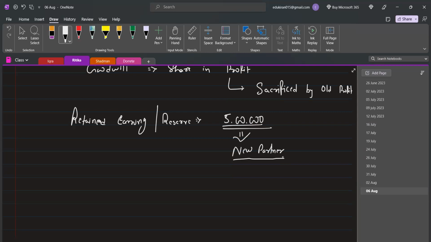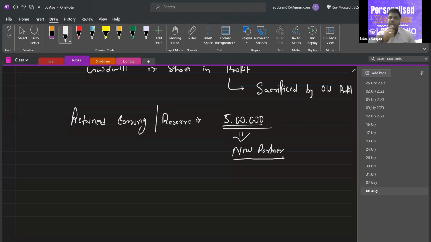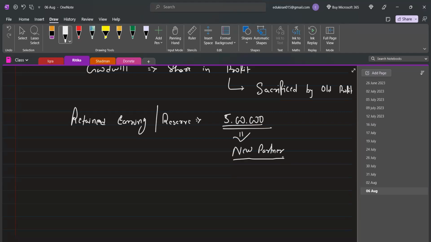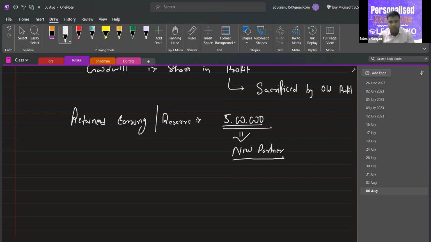Generally, the reserve is related to the past. When this reserve was created, when it was earned by the partners, there was no new partner, only A, B, and C. So this should be distributed between A, B, and C only. There is no share of D in this profit because it is past profit. So it will be distributed between old partners.